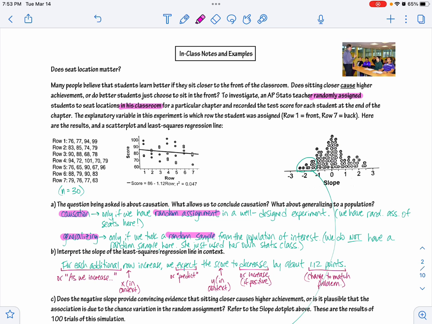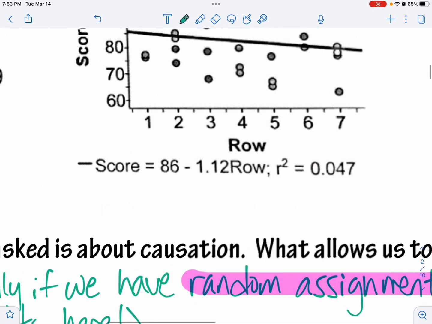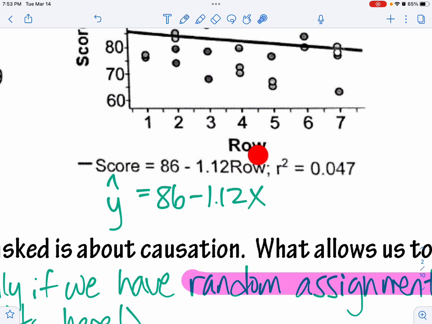Okay, do you remember how to write the sentence for the slope? And by the way, here's our equation. Do you remember the y hat situation? The score is the y hat. We have 86 minus 1.12x. The x is the row number. The row explains the score. Remember that the explanatory variable always goes on the x-axis.